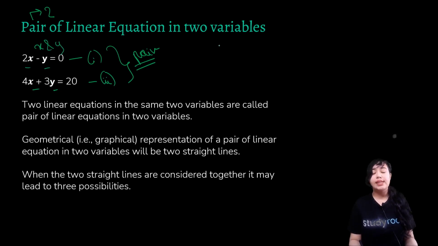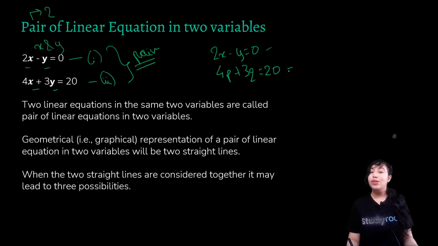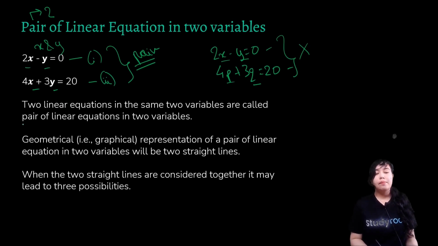So if I were to give you an example where the first equation was 2x minus y equal to 0 and the second equation was 4p plus 3q equal to 20, then individually they are also linear equations in two variables, but as a whole I cannot call them a pair because the first equation is in terms of x and y and the second equation is in terms of p and q. We are having different variables. Either both equations should have been in terms of p and q, or both equations should have been in terms of x and y. So all you need to remember is that for a pair of linear equations, we are referring to two linear equations having the same two variables.